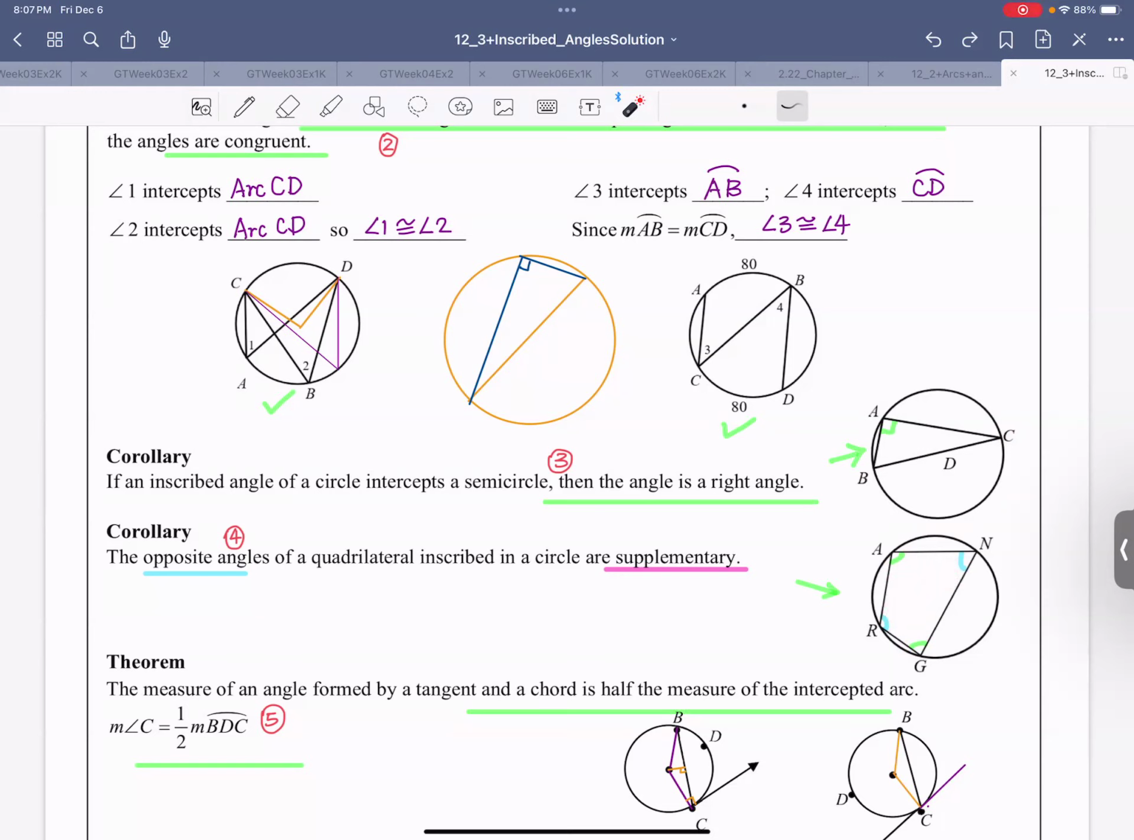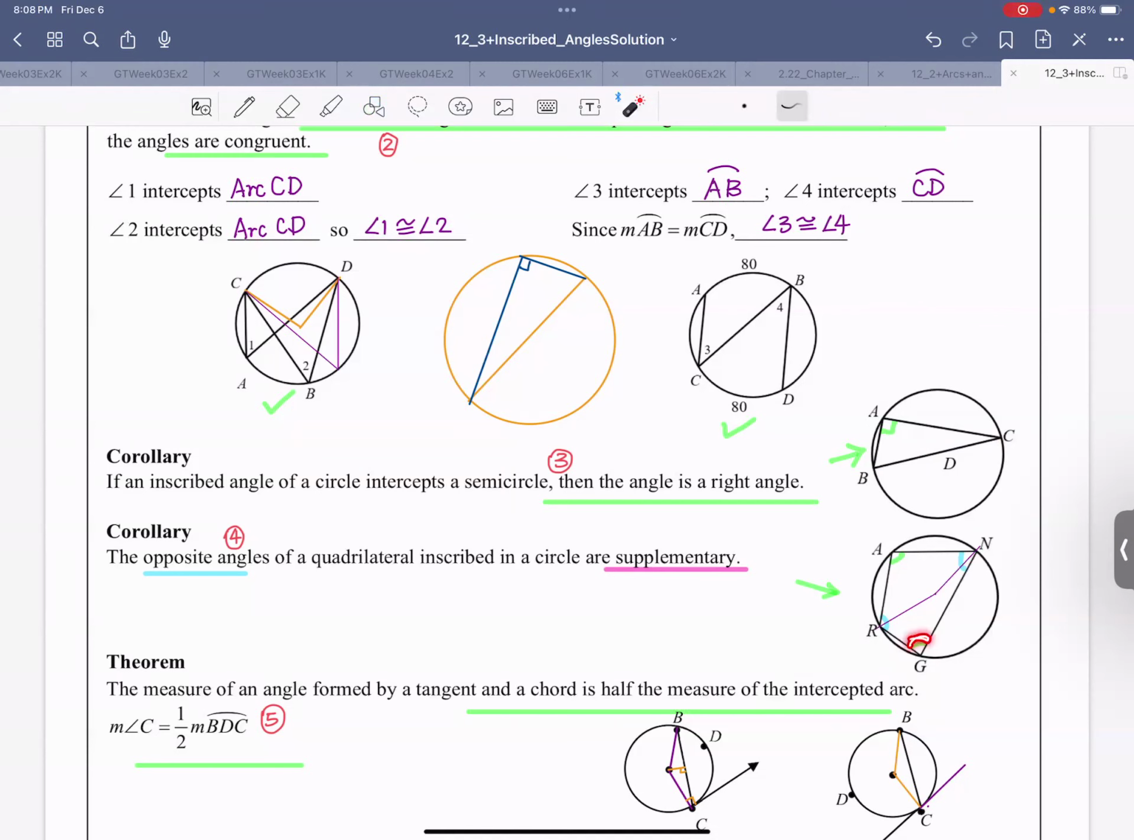You might wonder, how come you didn't measure them? How do you know these two added together are 180? These two are supplementary. How do you know that? It is because of this. Look. Draw the center here.